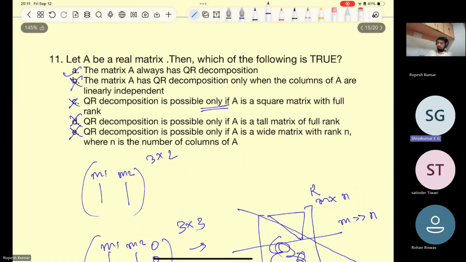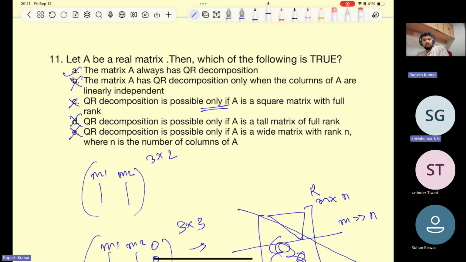Question 11, option E is: QR decomposition is possible only if A is a wide matrix with rank n, where n is the number of columns of A. We have already seen that QR decomposition is always possible for any kind of matrix if it contains real elements. So this kind of matrix is not possible? No, wrong.